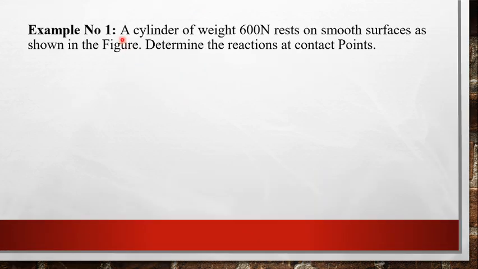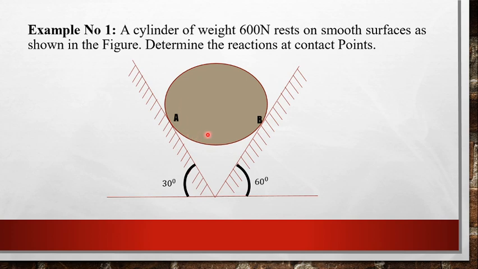Let us take an example. Example number 1. A cylinder of weight 600 Newton rests on smooth surfaces as shown in the figure. Determine the reactions at the contact points. So this is a sphere which rests over two surfaces, and these surfaces make inclinations of 60 degrees and 30 degrees respectively with respect to the horizontal.